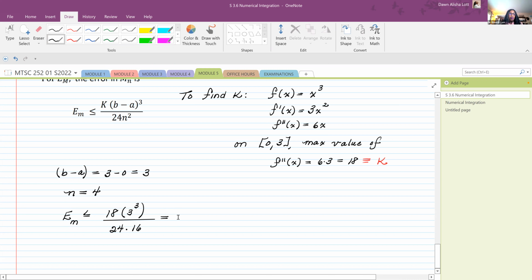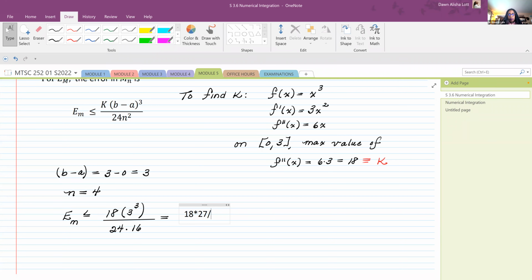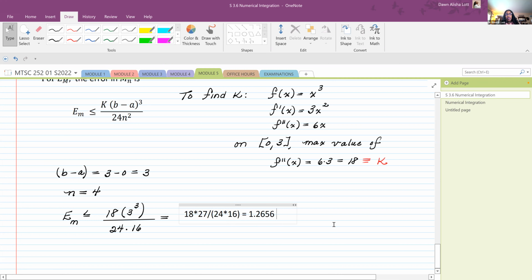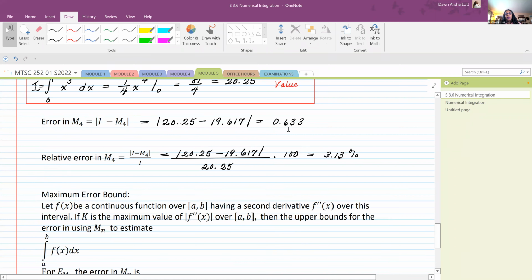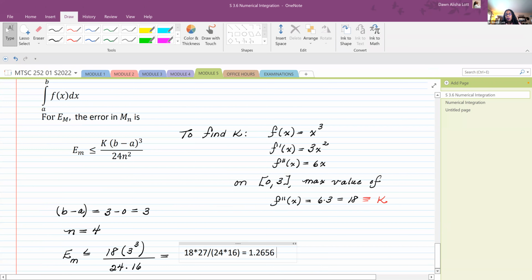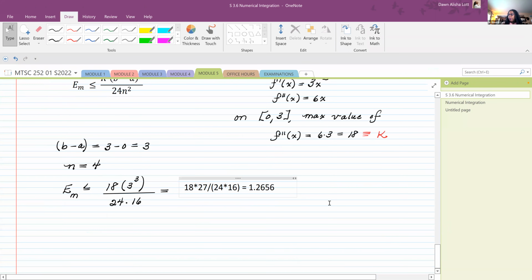So this comes out to be, I didn't calculate this already, so I'm going to calculate it now. So this is 18 times 3 squared is 27, divided by 24 times 16. Okay, so the biggest the error could be is 1.2, and we are way below that error. Our error is 0.63, so we are way below the maximum error bound. All right, so this is the maximum error bound.